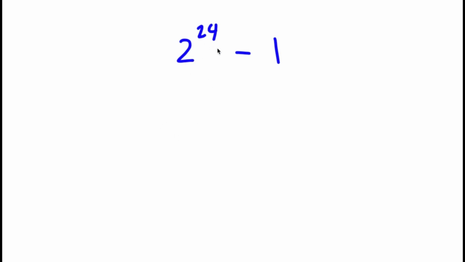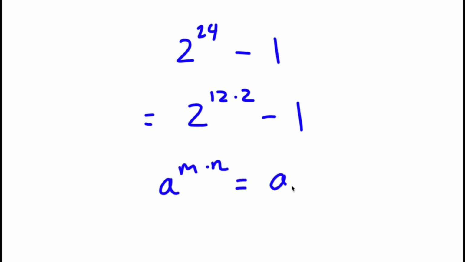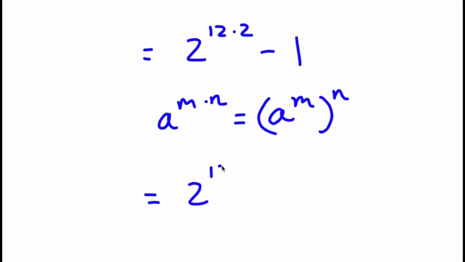Alright, so I have 2 to the power of 24 minus 1. Now, 2 to the power of 24, this is the same thing as 2 to the power of 12 times 2, minus 1. And now if I have something in the form a to the power of m times n, this is equal to a to the power of m to the power of n. So in this case, 2 to the power of 12 times 2, that's the same thing as 2 to the power of 12 to the power of 2. Now I have this minus 1.